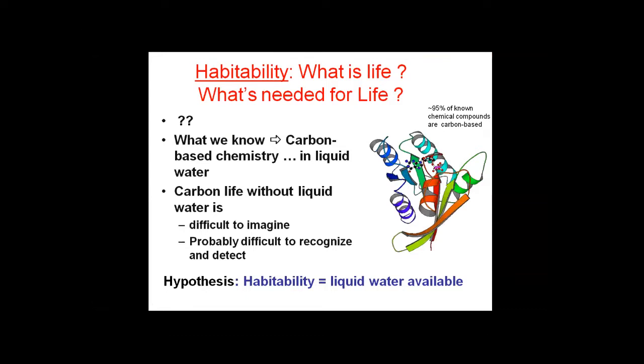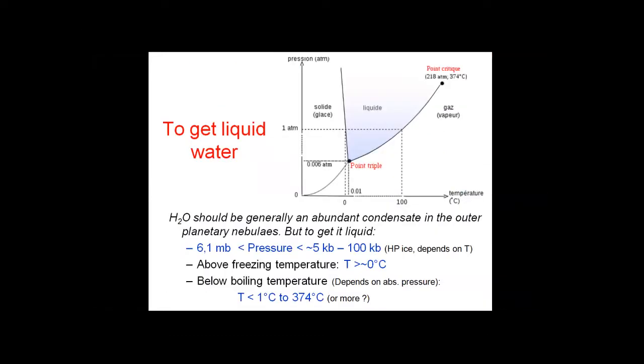So when you have said that, the other question is then what do you need to get liquid water? We believe that the molecule H2O should be very abundant, at least should be abundant condensate in the outer planetary nebulas. But to get it liquid, it's actually more tricky. You need a good range of pressure above the triple point, 6.1 millibars, and at very high pressure, even if it's warm, water tends to be solid. It's the high pressure ice in the interior of icy bodies.